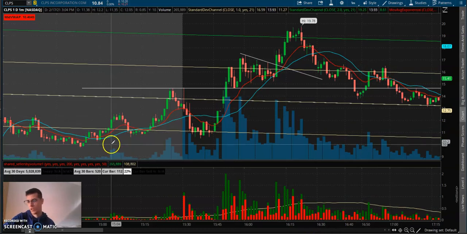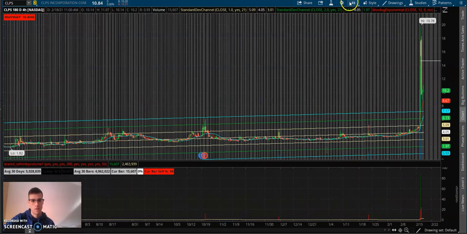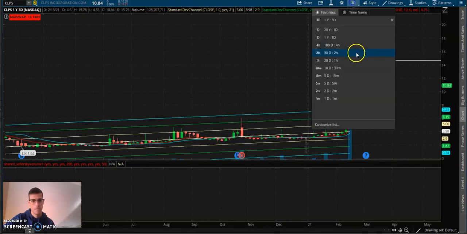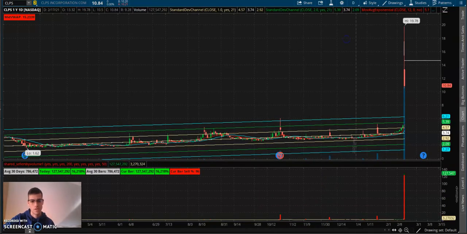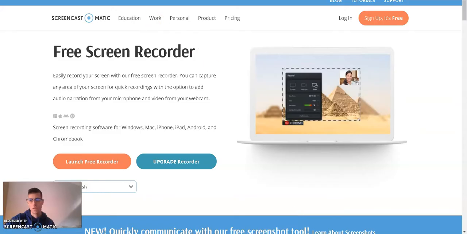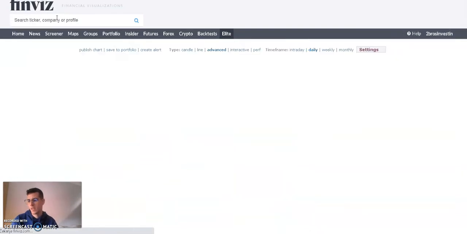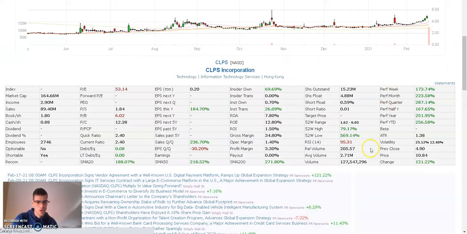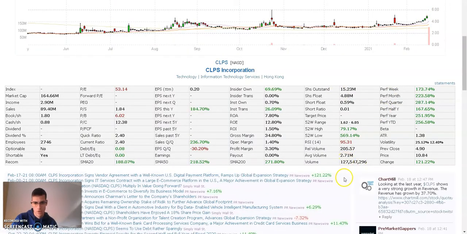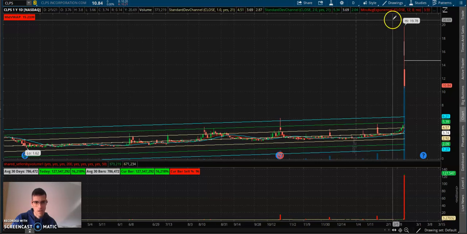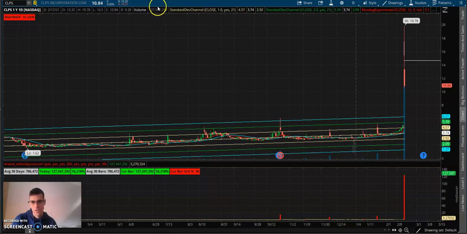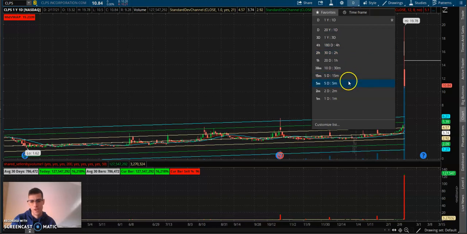So what else am I going to show you? The thing that happened yesterday is the volume. Let me show you this way. You can see all of these things in Finviz. Let me show you what is very important. So CLPS, you can see here was the average volume, and average volume here is 2 million. Volume of yesterday, as you can see here, 127 million shares traded yesterday.